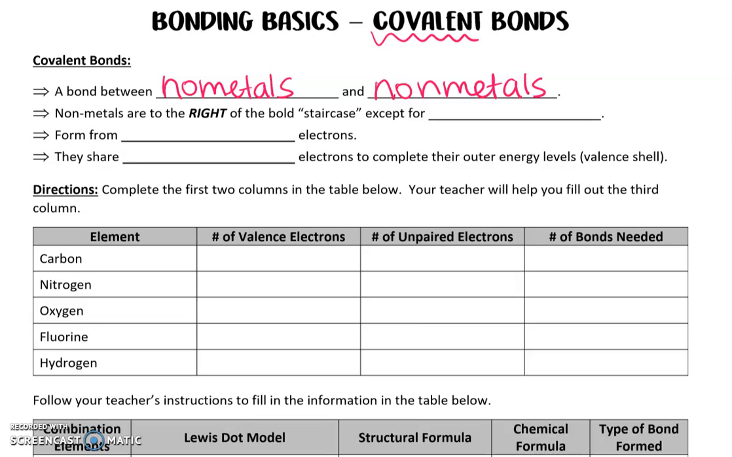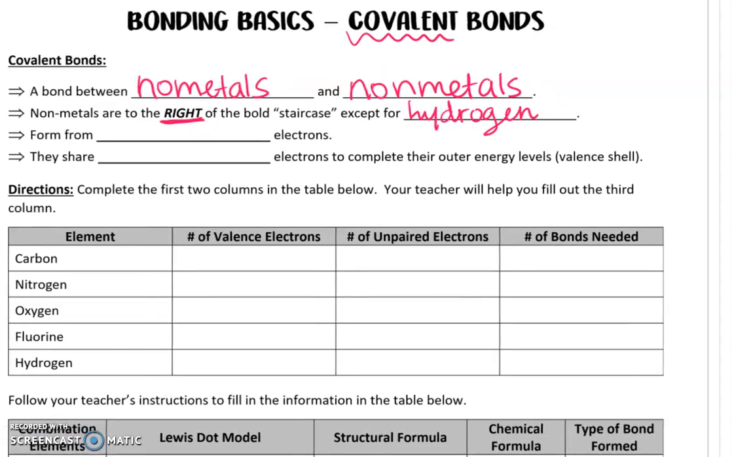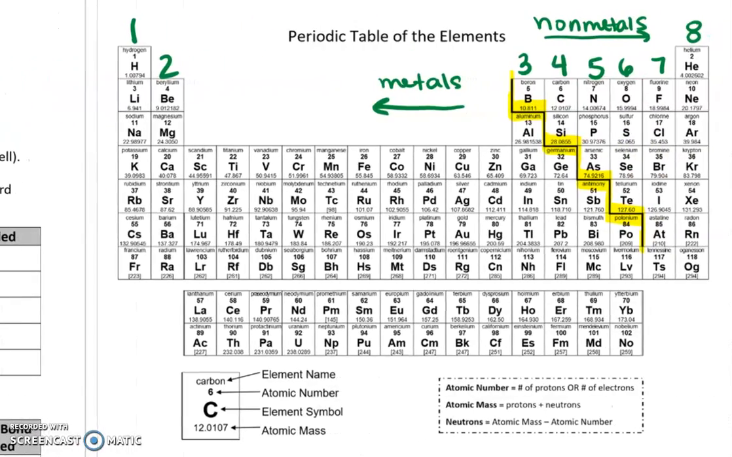Now, if you remember when we talked about the periodic table, it could be broken up into two categories: the metals, which are to the left of the staircase, and the non-metals, which are to the right of the bold staircase. Now, there is an exception to this rule, which is hydrogen, because if you look at your periodic table, you'll notice that the metals are located to the left of the staircase, but hydrogen, which is also to the left, happens to be a non-metal.